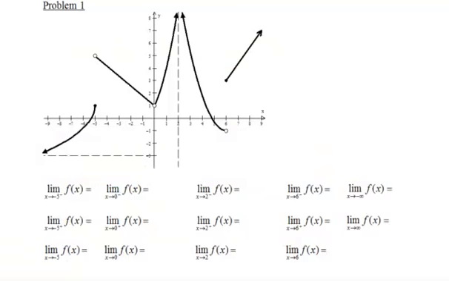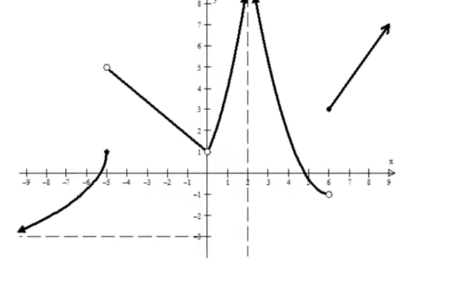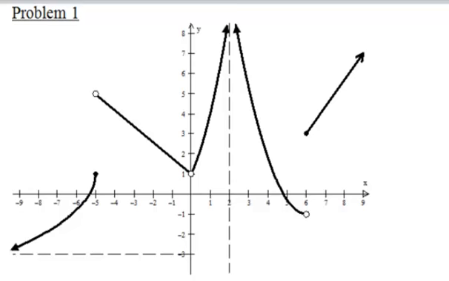And the first question says -5 minus. So looking at this minus sign right here, that tells me that I need to find the limit as x goes to -5. So here I see x equal to -5. And I'm trying to find it from the left.